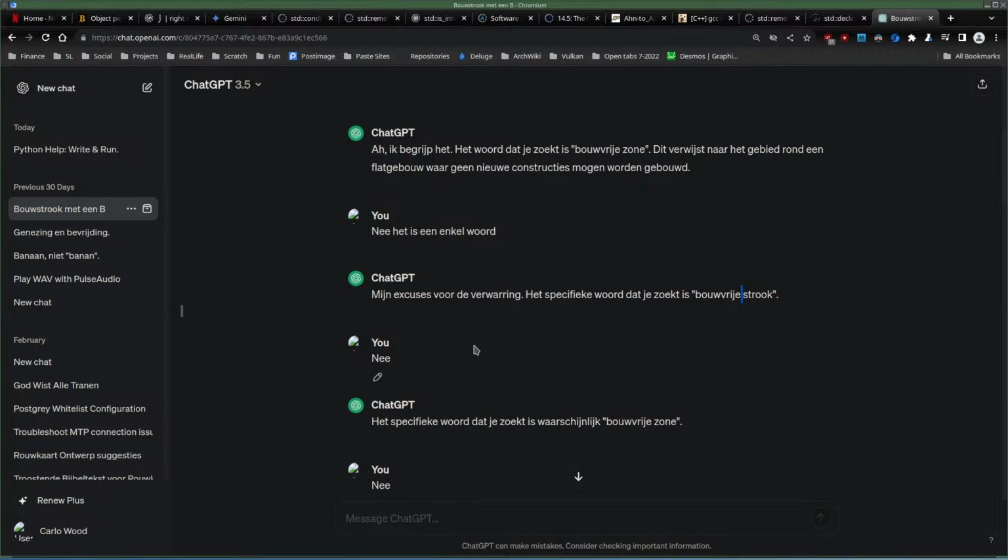So I say, no. The specific word that you're looking for is probably... Oh, it went back to this one. I mean, I said, no, it's a single word. It tries something else or 2 words, and then it goes back to the first one. What the fuck? I mean, do you really think that ChatGPT can help you with coding? Finding bugs or interpreting errors? Or doesn't even understand this? This is beyond... I have no words for it.